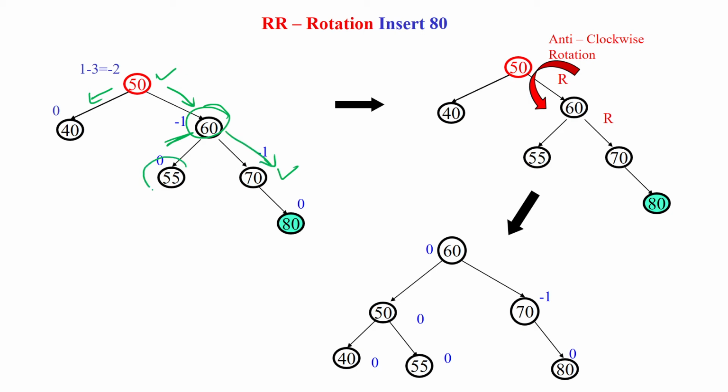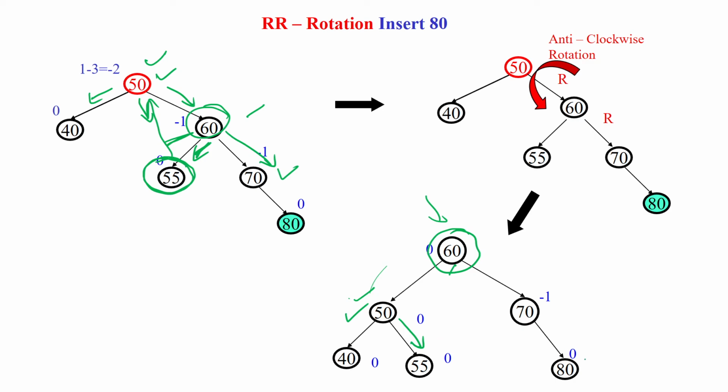So what about this 55? 55 should be added as the right child of 50. Once 60 becomes parent, its left child should be added as a right child of its previous parent. Previously 50 was the parent to the 60. Now 60 becomes parent to the 50. So its left child should become the right child of the previous parent.